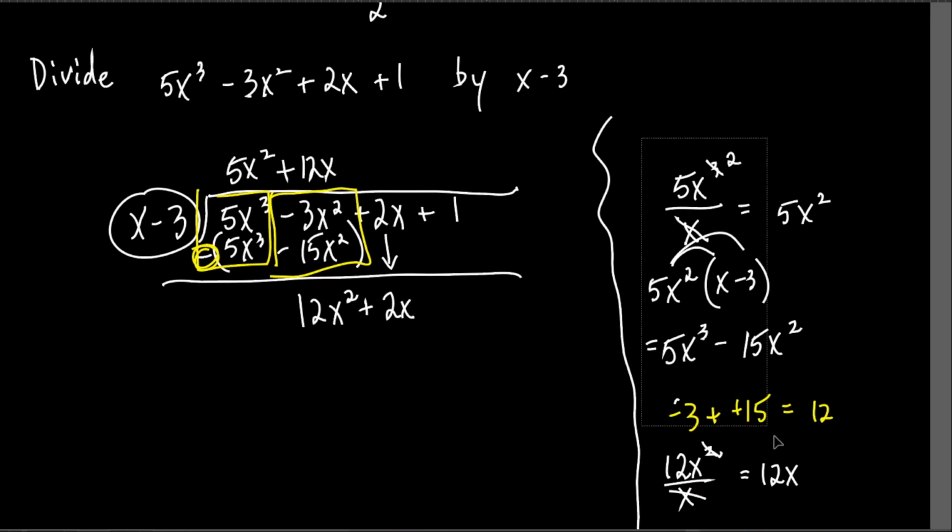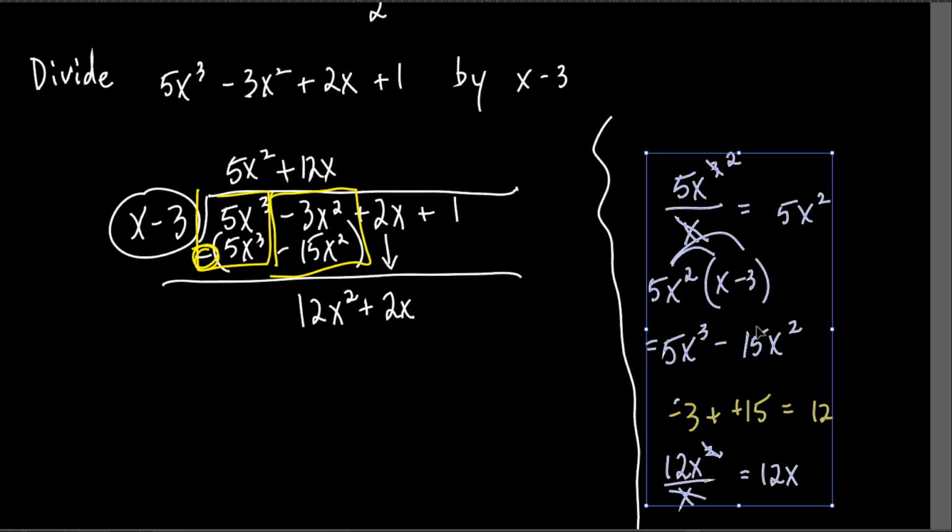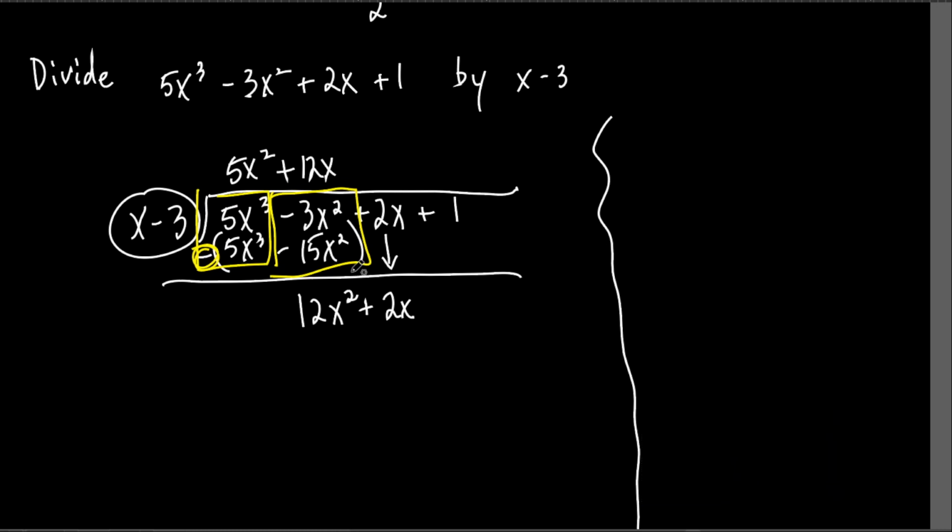Tell you what, just so I have some room, I'm going to get rid of this stuff to give me some more room. So what do I do with that 12x? I take that 12x, multiply it by that thing that's on the outside, which is x minus 3. Let's distribute. What's that going to give you?